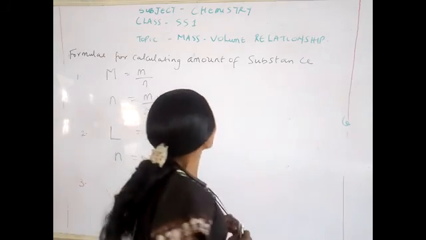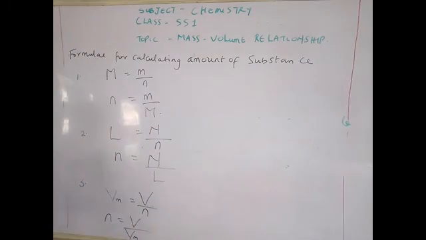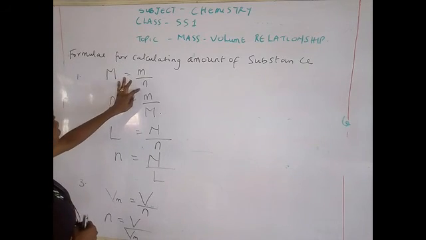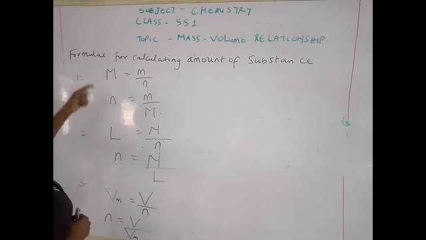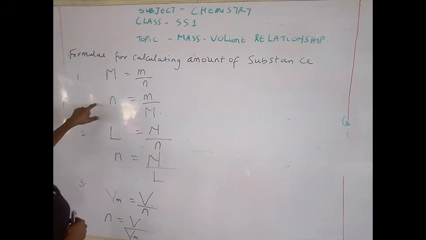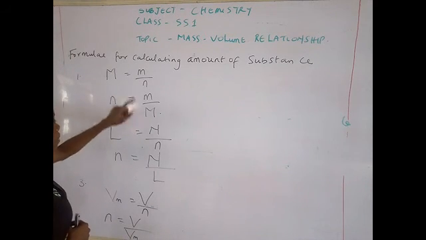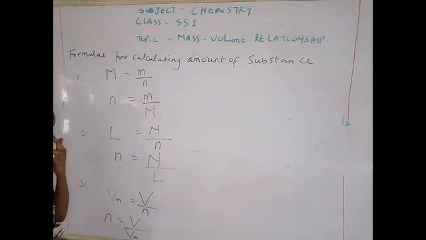of substance. The first one is molar mass is equal to mass of a substance all over the amount. Then if you make the amount subject of formula, amount will be equal to mass all over molar mass. And the unit of that amount is moles.